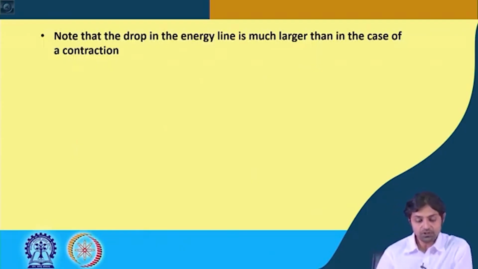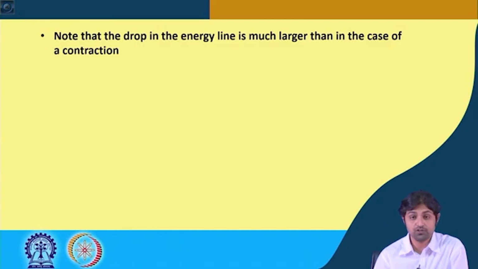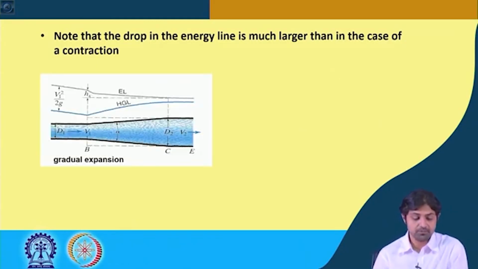Now, you note that the drop in the energy line is much larger than in case of the contraction. Of course, you will see that, because in case of sudden contraction, KL was 0.5, whereas in case of sudden expansion, KL is a full 1. So, the whole energy is going to be lost, and in case of sudden expansion, the drop in the energy line would be very rapid.